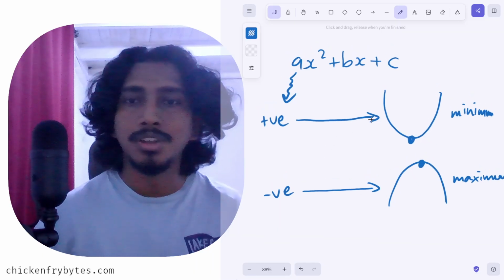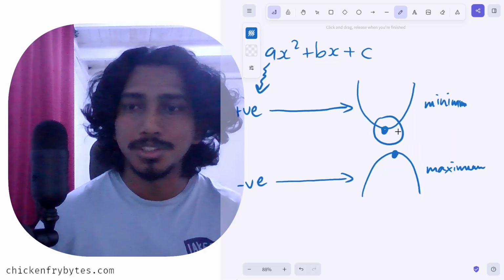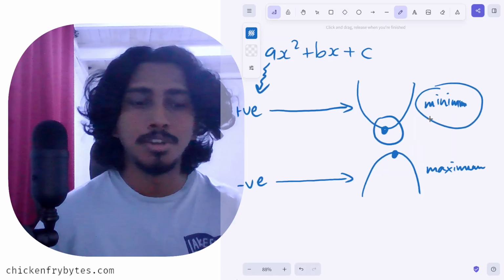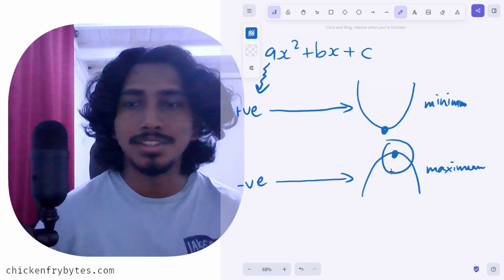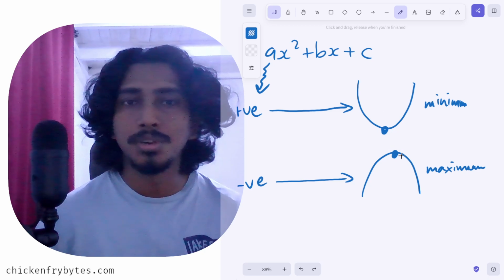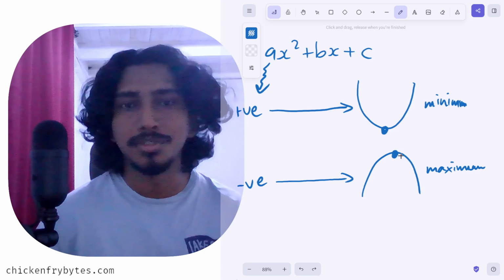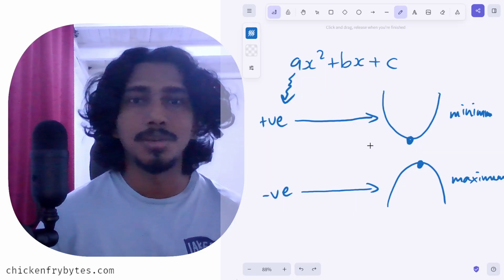All right. And so when we do the completing the squares, this point at which it bottoms out in the case of a minimum curve, and the point at which it maxes out in the case of a maximum curve, right? This here is our turning point in whichever case we're dealing with, right? Basically the point at which the curve turns around and goes in the opposite direction.